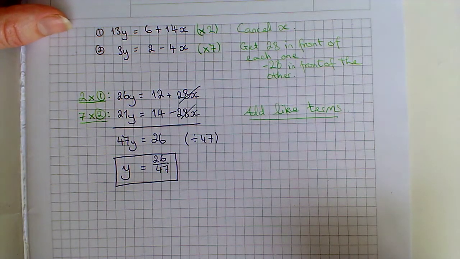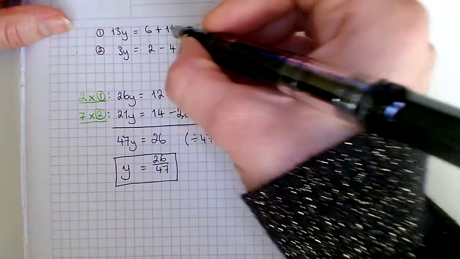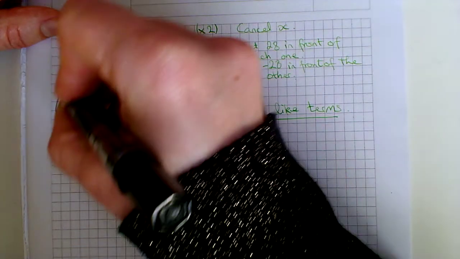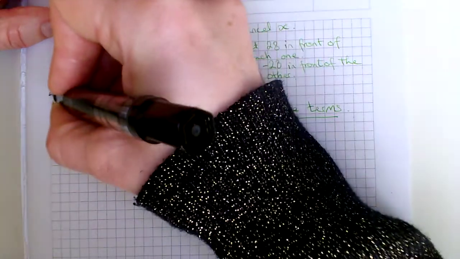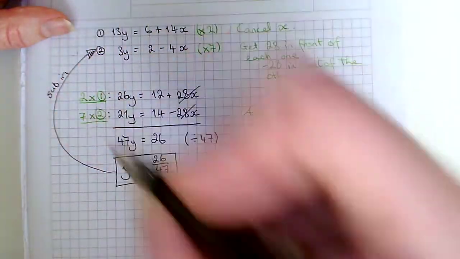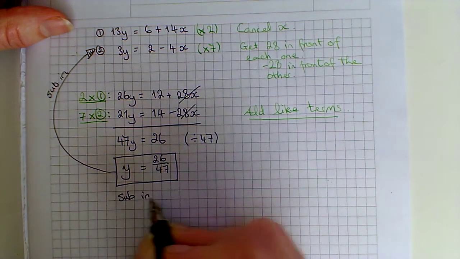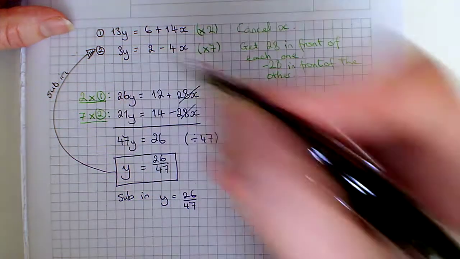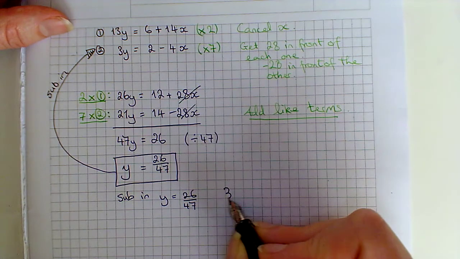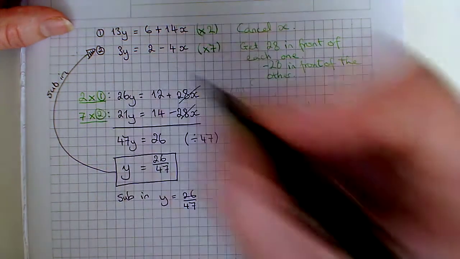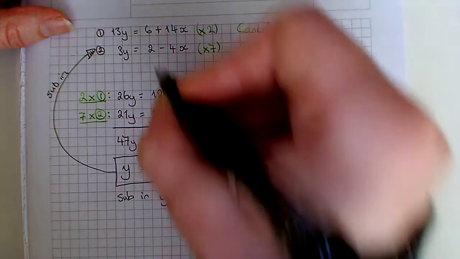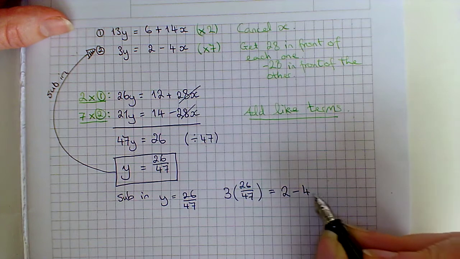Okay, what do we do now? You have two options. You can go back to the equations and cancel the y terms and find the x value, or you can replace y in either of these two equations here. So I'm going to sub in y equal to 26 over 47 instead of y. In my second equation, it actually doesn't matter which one I do. So instead of 3 times y, I'll now have 3 times 26 over 47 equal to 2 minus 4x.